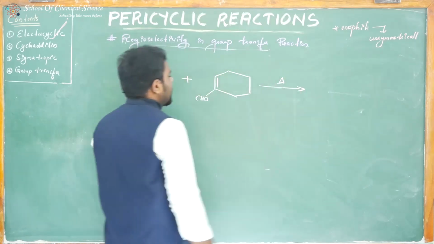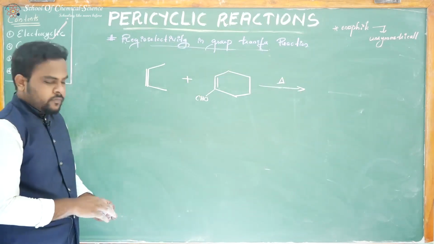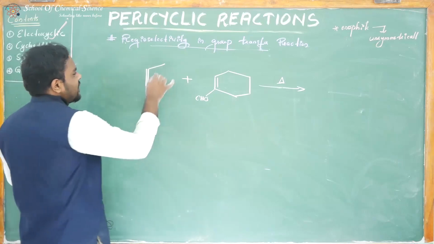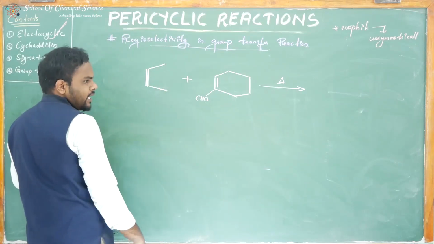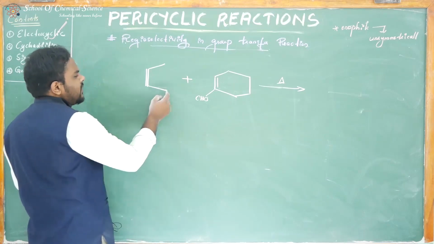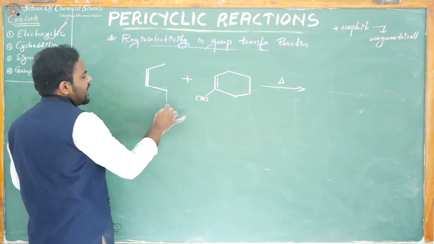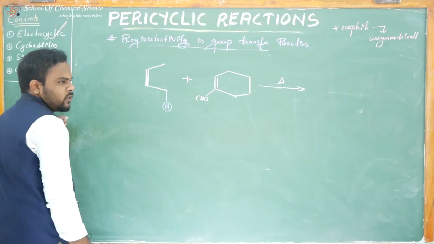Under thermal condition, what will be the reaction? Here two allylic carbons are there. This is also an allylic carbon, this is also an allylic carbon. Both are identical. So I am considering this allylic carbon, that allylic carbon containing a hydrogen.